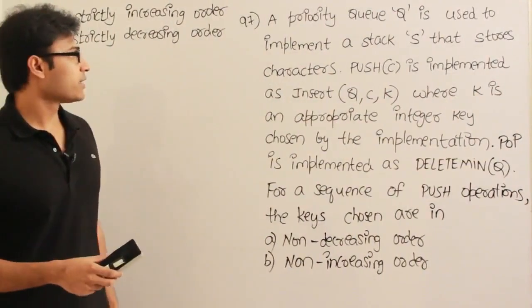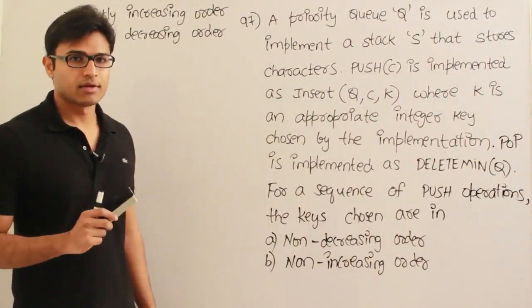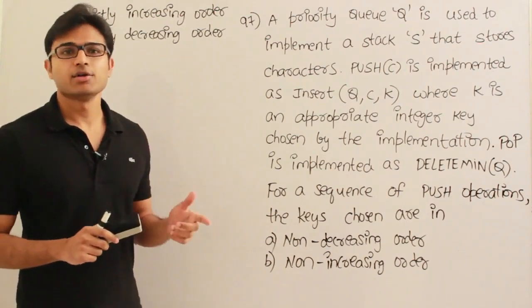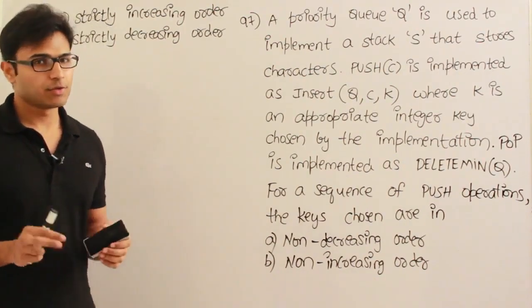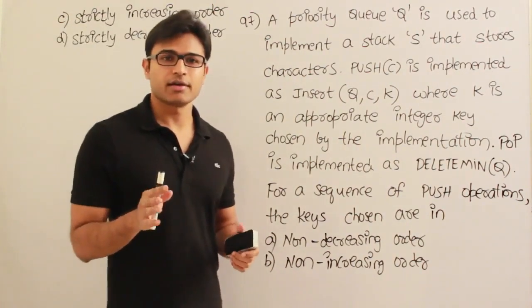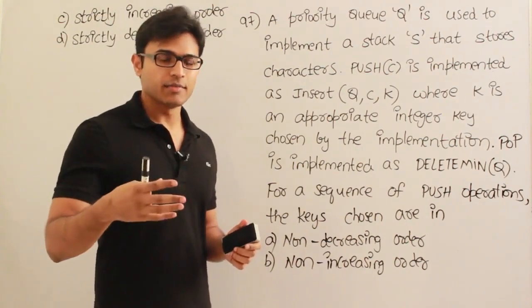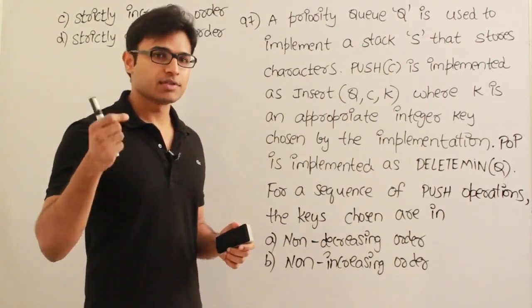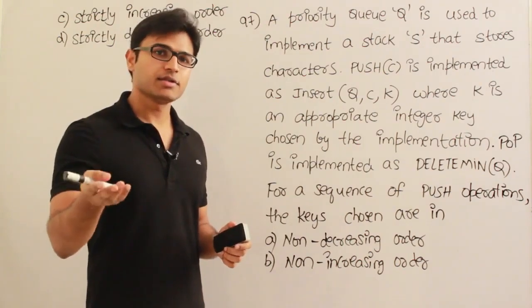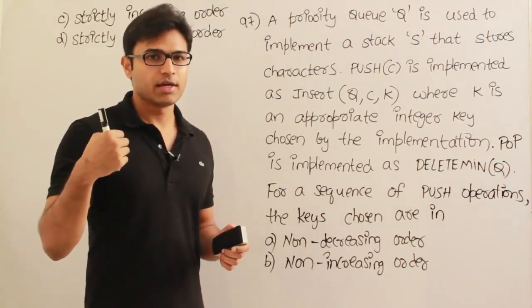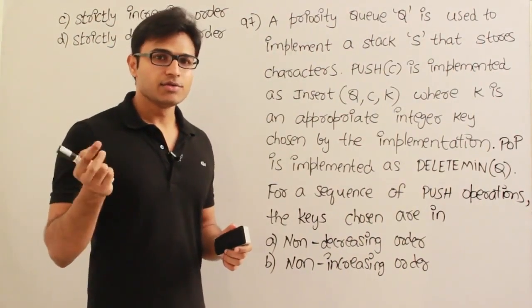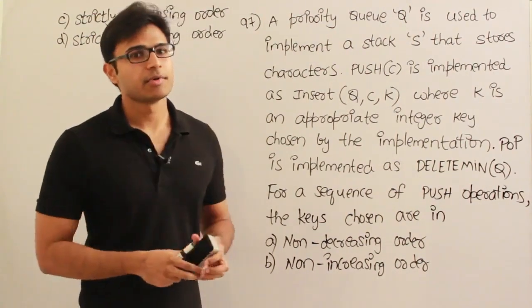This question was given in GATE 1997. They are saying that a priority queue is used to implement a stack. So we know the stack. What is the main use of a stack? We keep on pushing the elements, and whichever element is pushed last should come out first, isn't it? Now, by using a priority queue, they are trying to implement a stack.